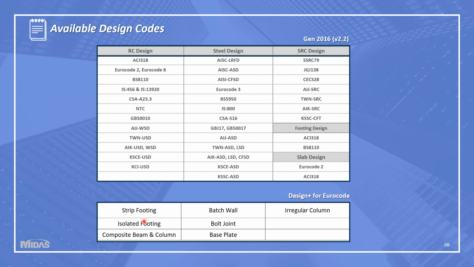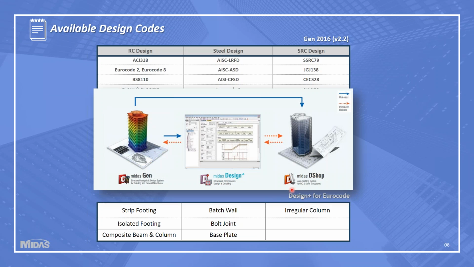Straight footing, isolated footing, composite beams, column, batch wall, bolt joint, and base plate are also available in Design Plus. And we are continuously developing additional models in Design Plus for Eurocodes. Data can be easily exchanged between Gen and Design Plus. Basically, we perform global analysis in Gen first, and later we bring member force from Gen to Design Plus for those unit members that we want to design. We are going to check it later during my demonstration at the end of the webinar.